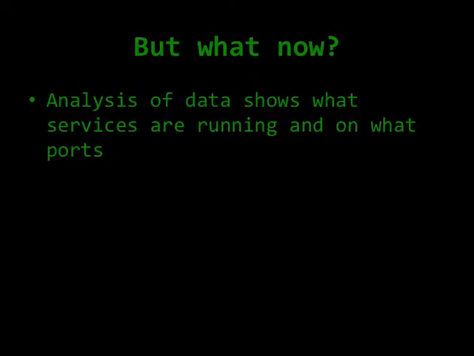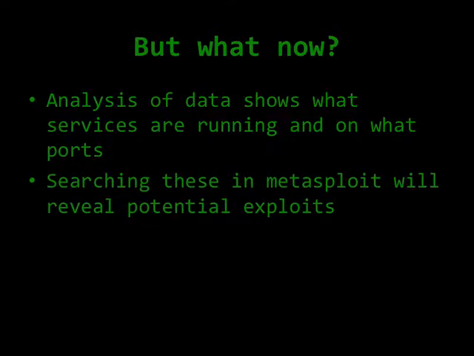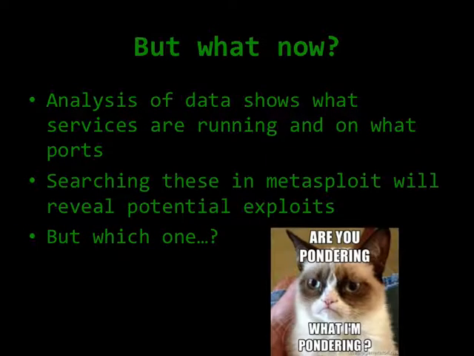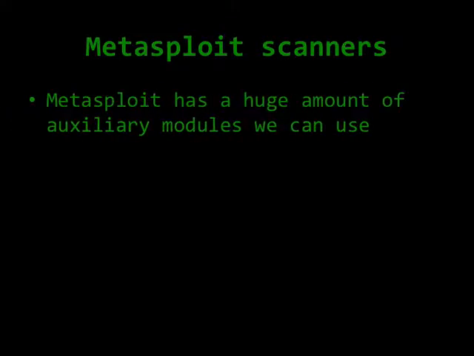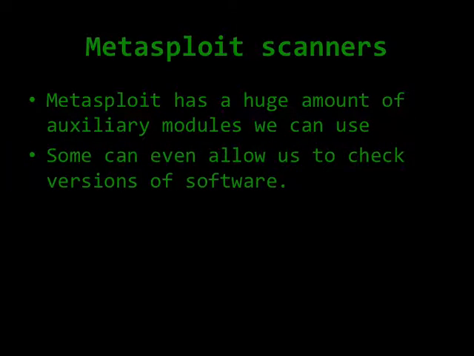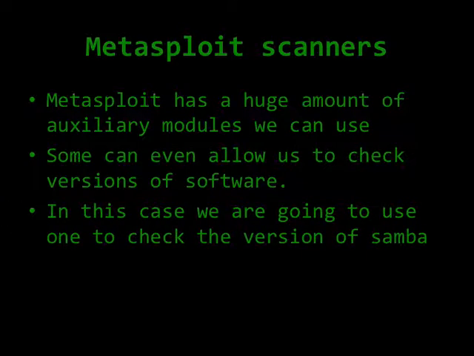Analysis of the data shows that services are running and on what ports. Searching these in Metasploit will reveal potential exploits. But which one? Are you pondering what I'm pondering? Metasploit scanners. I hope you were. So Metasploit has a huge amount of auxiliary modules that we can use. Some can even allow us to check versions of software. Yes, that's the word we're looking for. In this case, we're going to use one to check the version of Samba.